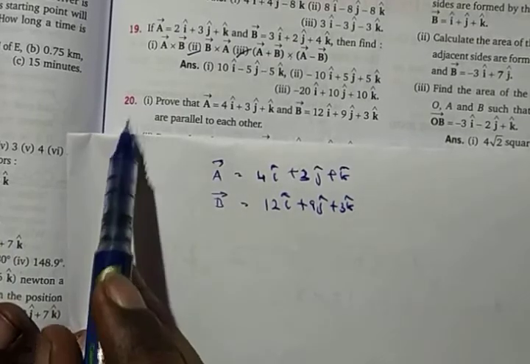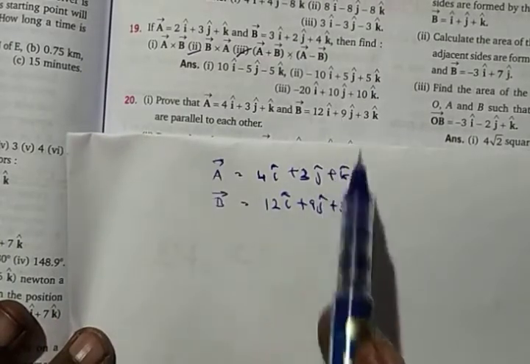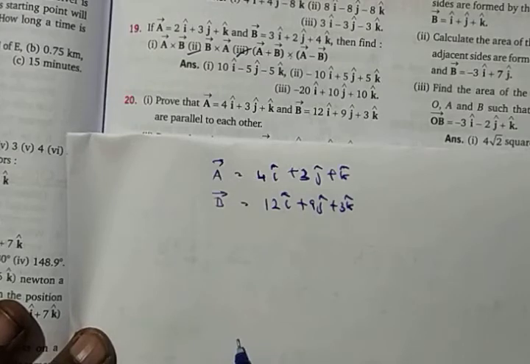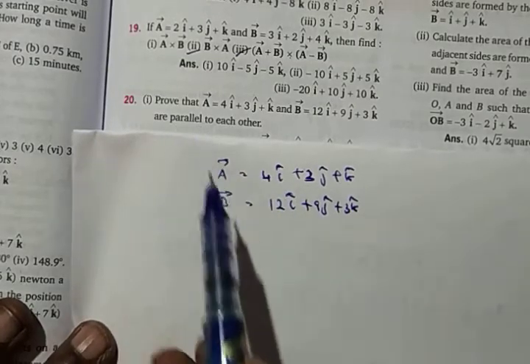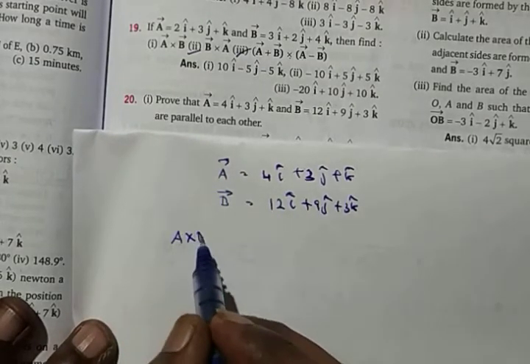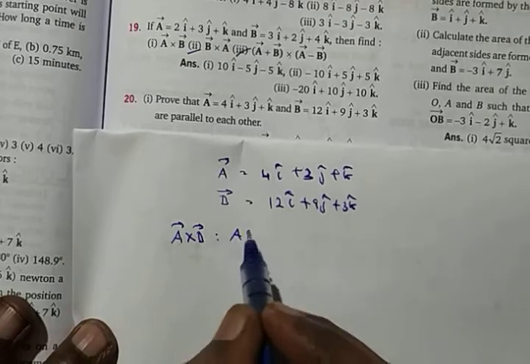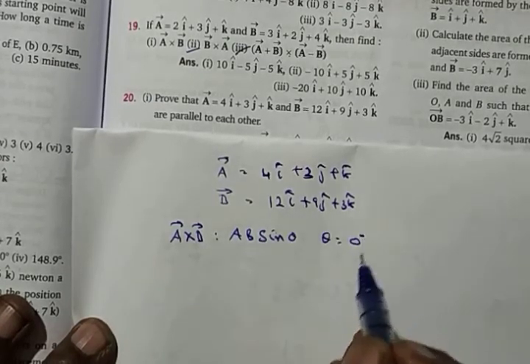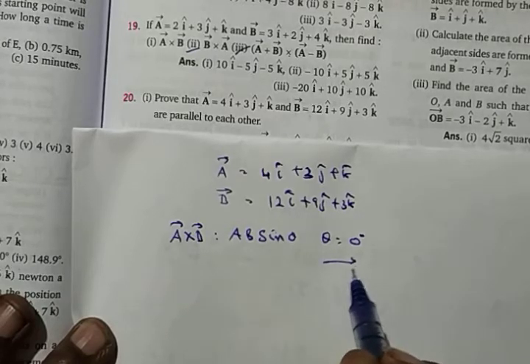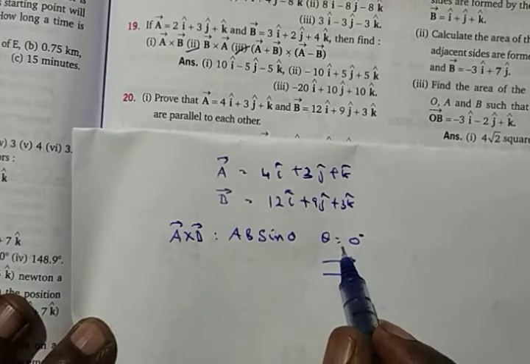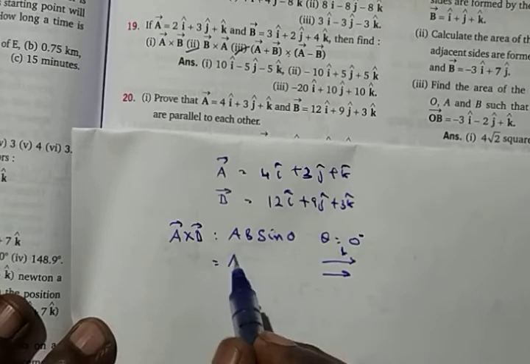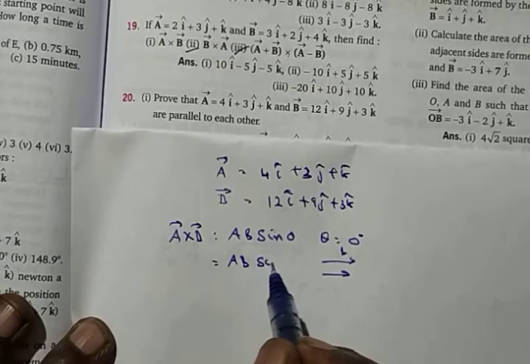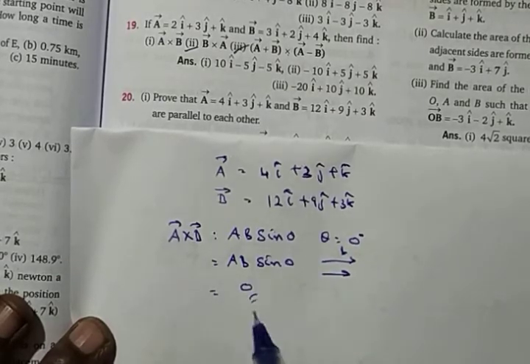So question number 20. Here we see the A vector and the B vector, both written here. Now we need to prove that they are parallel to each other. What does parallel mean? A cross B is equal to AB sine theta. That means theta is going to be equal to 0 degrees for two vectors to be parallel. So it is AB sine 0, so it should be equal to 0.